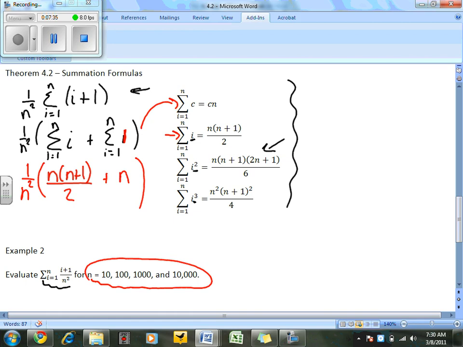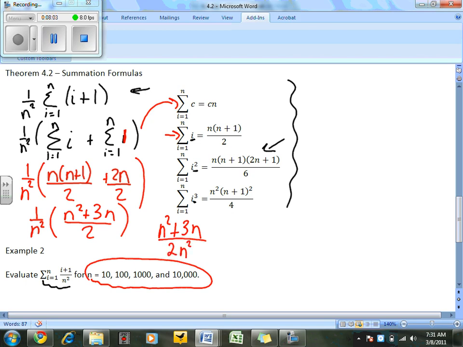So let's just simplify is all we need to do. Get a common denominator of 2, so this would be 2n. So I'll have 1 all over n squared times, let's see, n squared plus n plus 2n would be 3n, all over 2. And let's multiply through. Let's bring my n squared back in. So we have n squared plus 3n all over 2n squared.